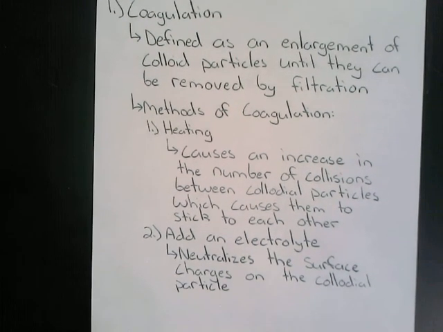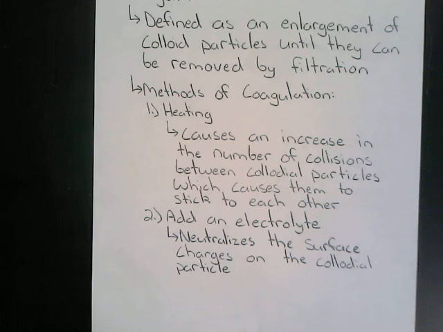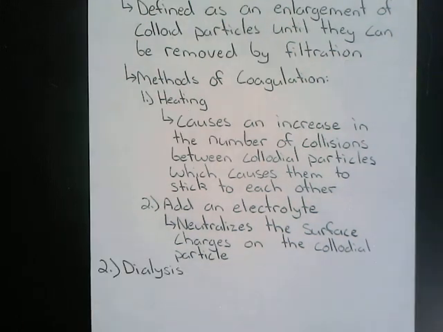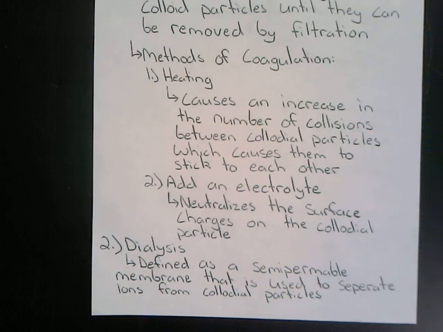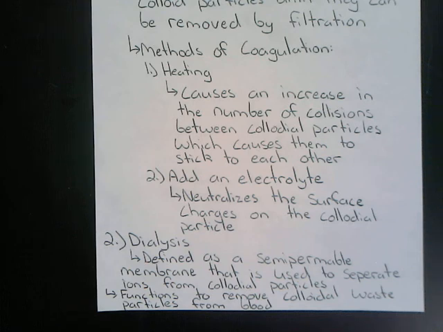Now, the second method to remove a colloid particle is known as dialysis. Dialysis is defined as a semi-permeable membrane that is used to separate ions from colloidal particles. The whole function of dialysis is to remove colloidal waste particles from blood. Normally that's the function of the kidneys. So if you have kidney problems, someone goes on dialysis, and that dialysis process removes those colloidal particles from the blood.